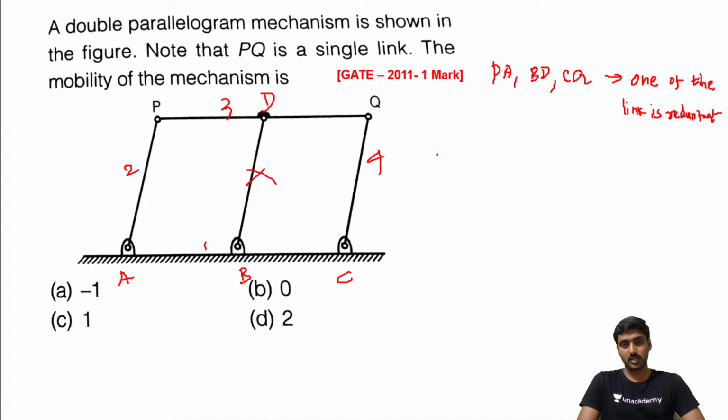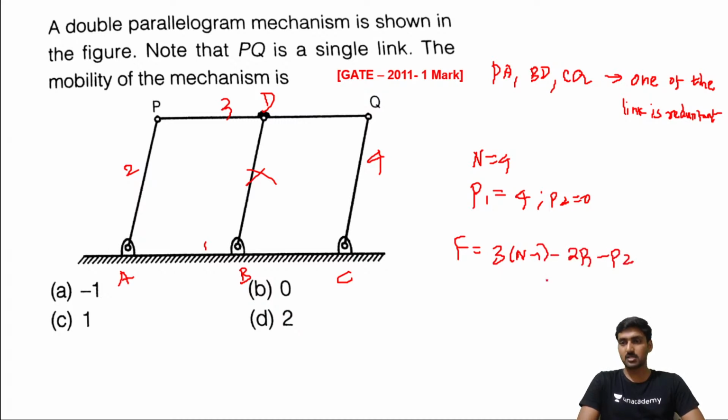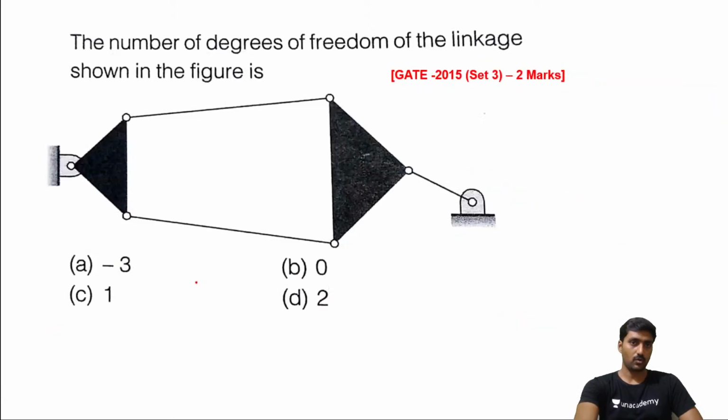Now the number of revolute joints. Number of links is 4. Number of lower pairs or revolute joints is also 4. Now P2, the number of higher pairs, is equal to 0. F is equal to 3 into (n minus 1) minus 2P1 minus P2. It's 3 into (4 minus 1) minus 2 into 4 minus 0. It's 9 minus 8 minus 0, equal to 1. So the degree of freedom for this planar mechanism is 1.